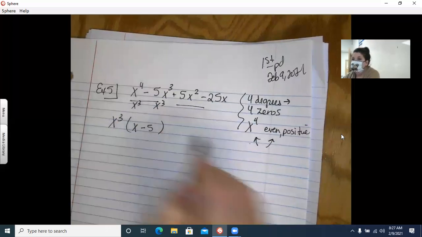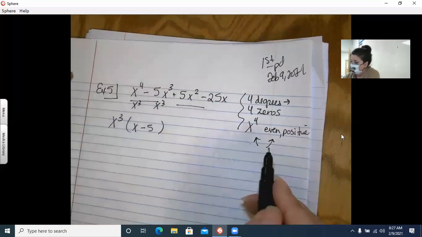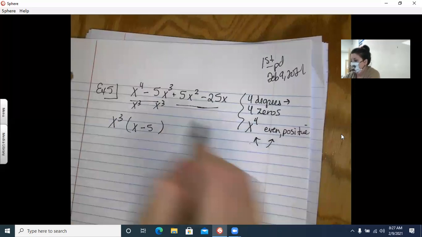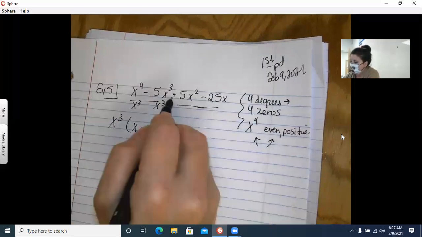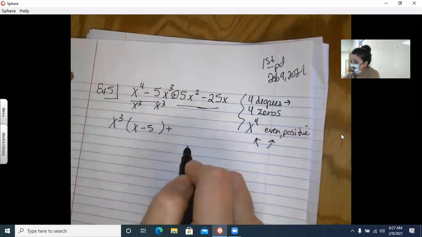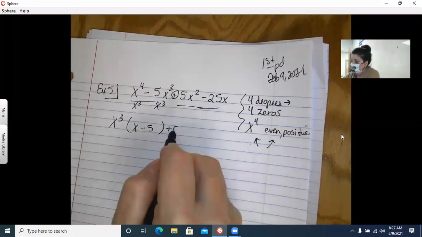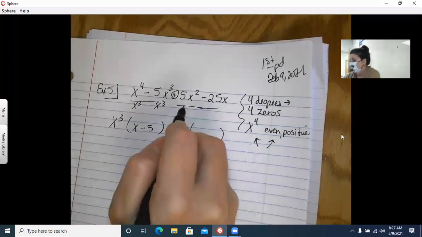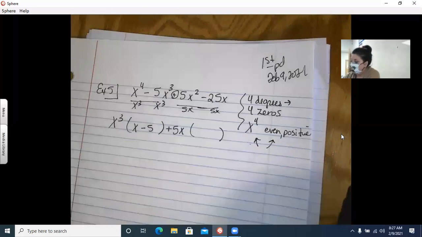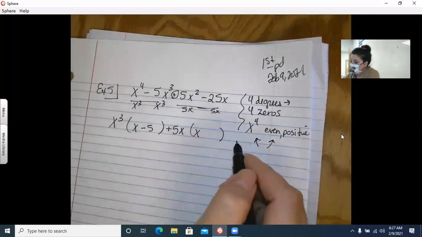What's going to be the sign of the second GCF? Put positive. What's the greatest common factor? 5x. So divide each of those terms by 5x. 5x squared divided by 5x is x. Negative 25x divided by positive 5x is negative 5.